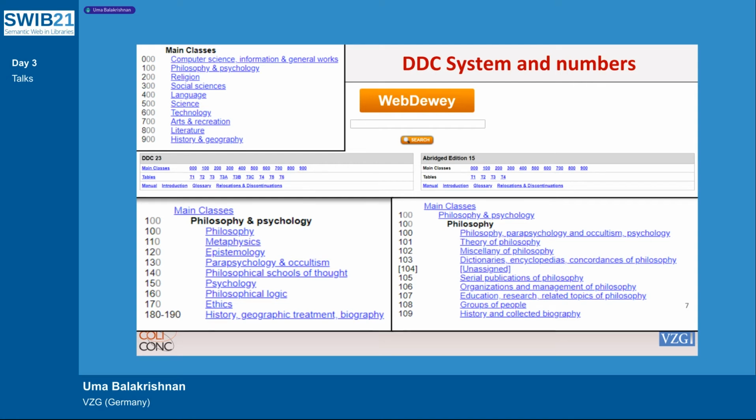The first 10 classes are followed by the 100 classes at the second hierarchical level, and then this is followed by the 1,000 classes at the next level. So basically it has a main schedule with these classes and 6 tables. This is a simple form of it.